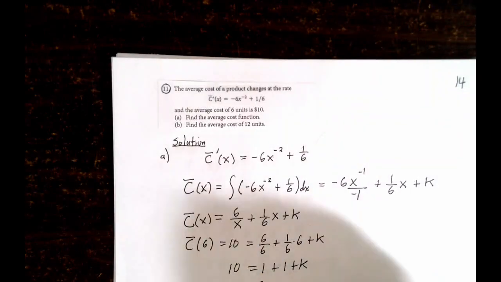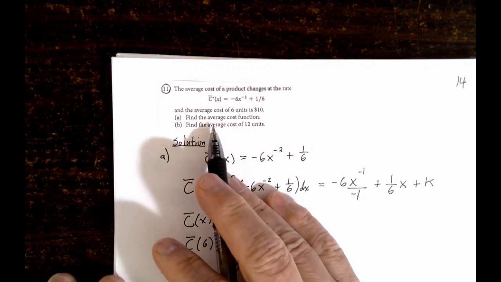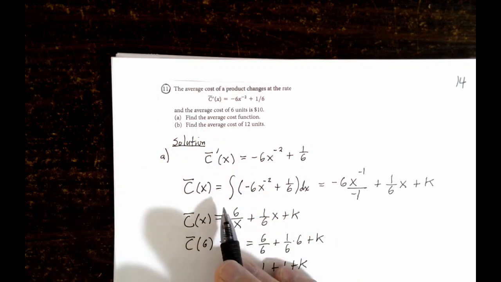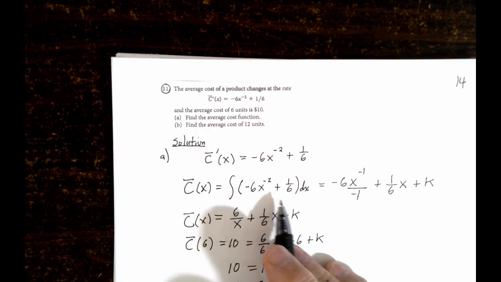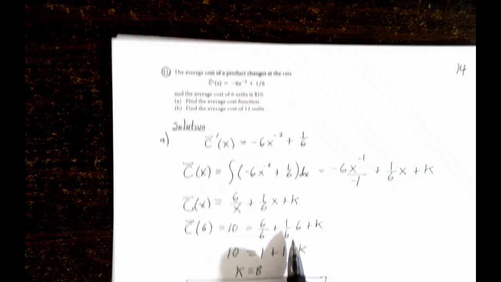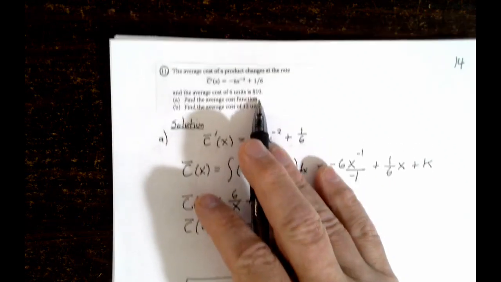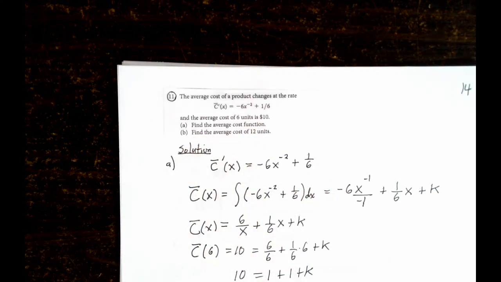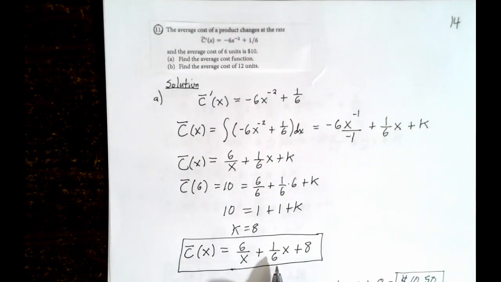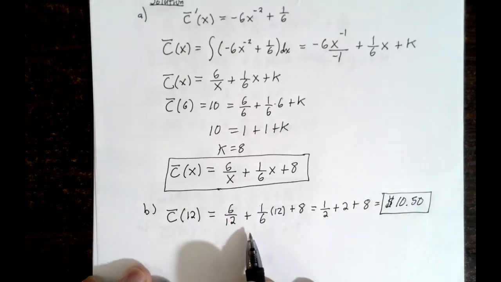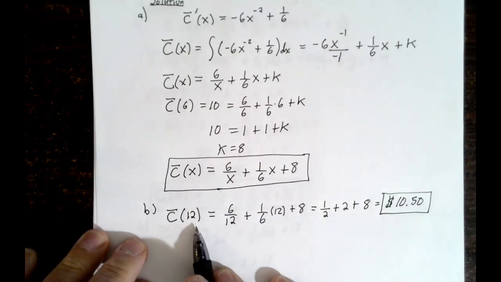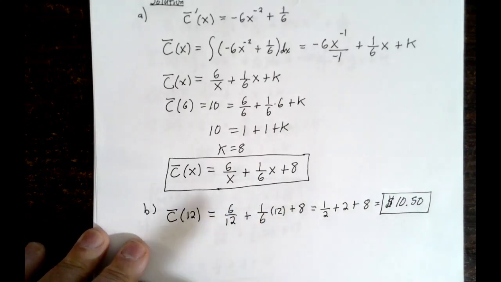Number 11, they give you C bar prime, and they ask you to find C bar, so you got to integrate. And when you integrate, you get to this, and then you nail down what k is by letting x equals 6 and the function equals 10. That tells you k is 8. Right, so there's your function. And then they ask you what's the average cost of 12 units, so you just plug 12 in there.